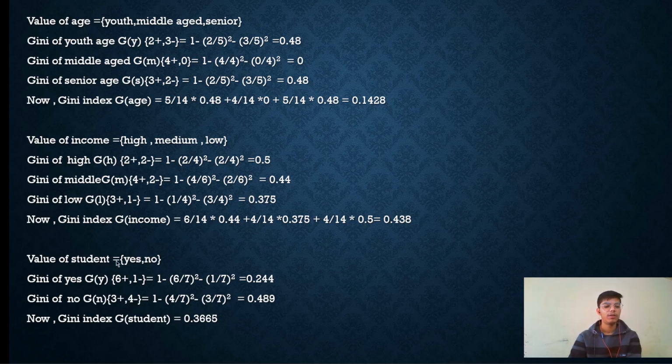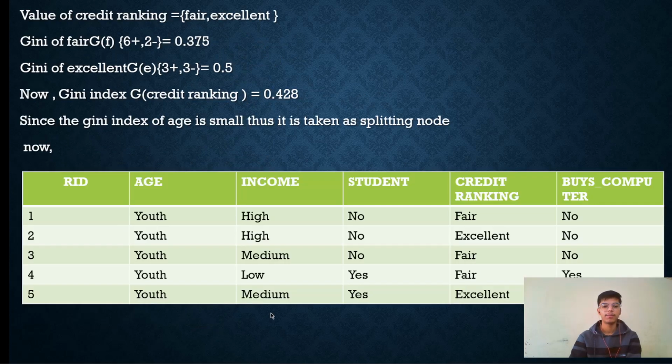And now for student, there are two values, yes and no. So the Gini index of yes will be 0.244, and the Gini index of no will be 0.489. To find the Gini index of student, we will do the same procedure I mentioned above, and then we will get the resultant Gini index value for student as 0.365.